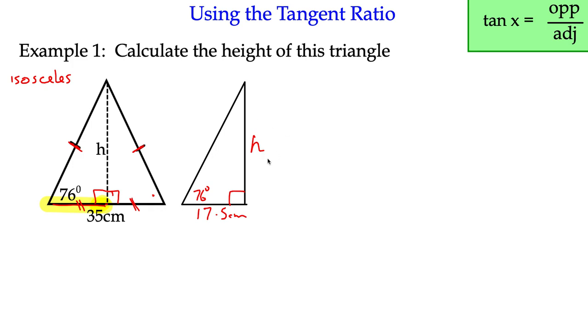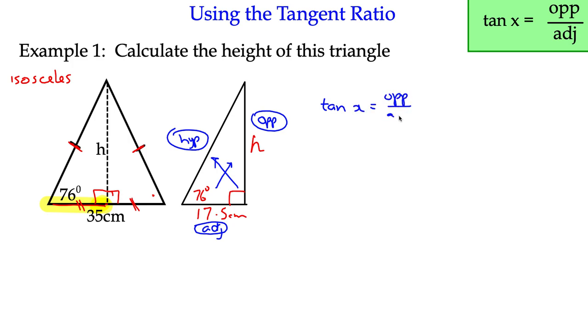So now we've got a right angled triangle. We don't know this value h. We know the angle is 76 degrees and we know that the base is 17.5. What I can do is see if I can use my tangent ratio. There it is in the top corner. The side opposite the right angle is the hypotenuse. The side opposite 76 is the opposite, and the other side is the adjacent. So what have I got to work with here? I've got the opposite and the adjacent, so I can use the tangent ratio. I'm going to write it out at the side: tan x equals opposite divided by adjacent.